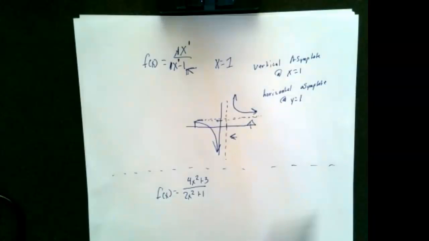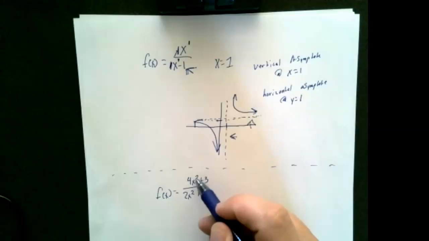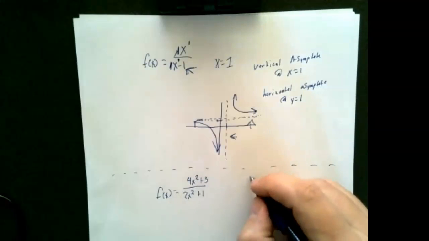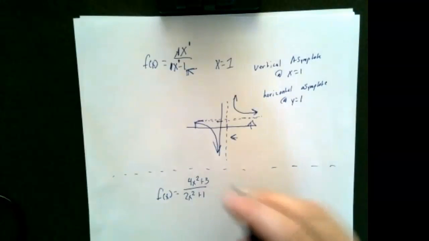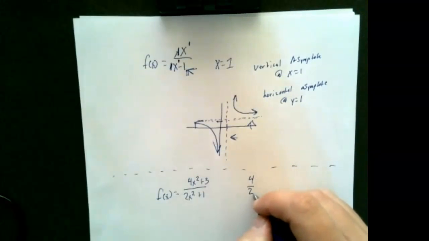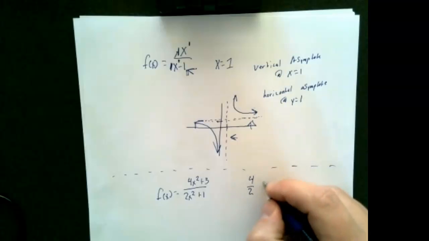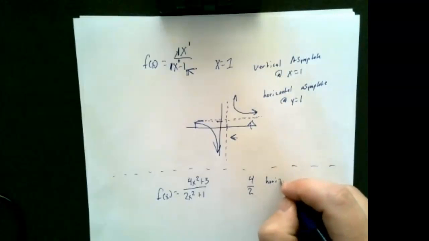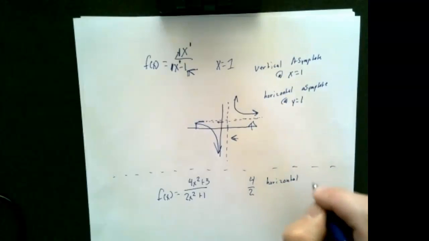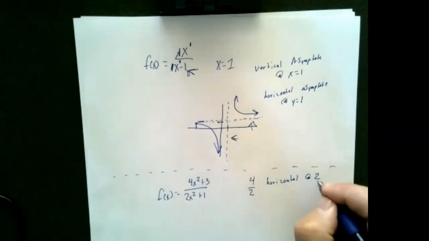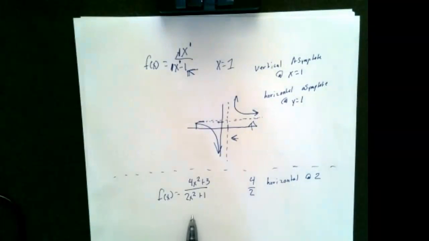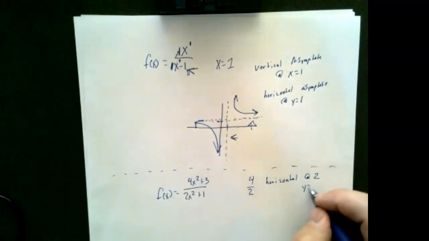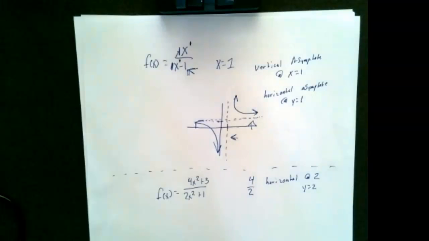Finding the horizontal asymptote, this one's going to be pretty simple. We want to compare our degrees. Since they're equal, that means we have a horizontal asymptote at 4 divided by 2, and that comes straight from your rules. So we have a horizontal asymptote at 2, or at y equals 2, because it's going to be that horizontal line.